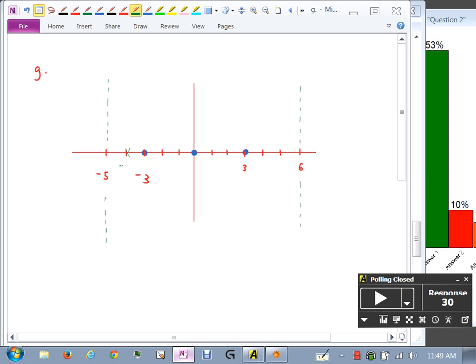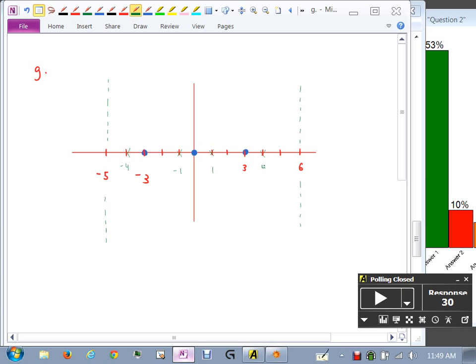-4. Something between these 2 x-intercepts. -1. Something between these 2 x-intercepts. 1. Something between this x-intercept and this vertical. 4.